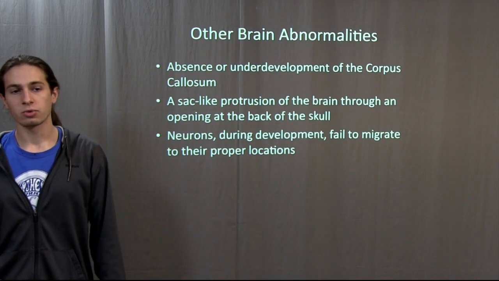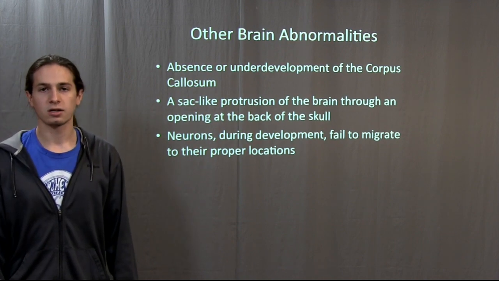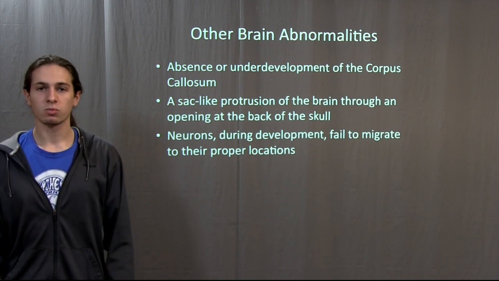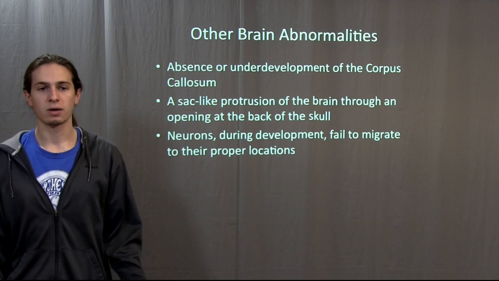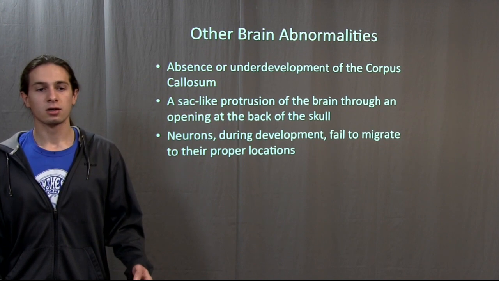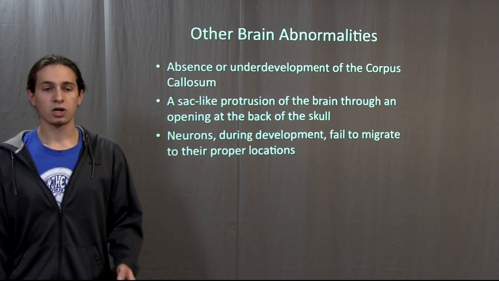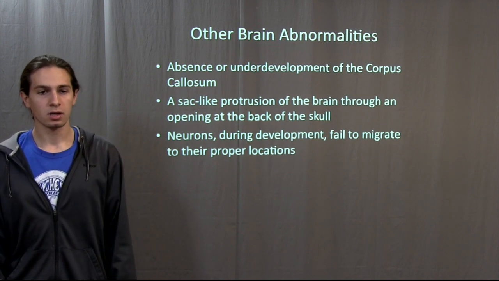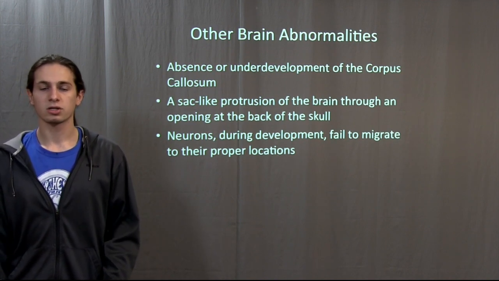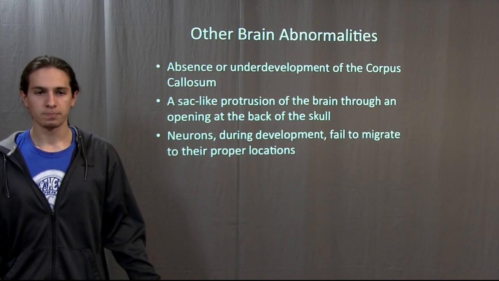Now, as I mentioned, there are other brain abnormalities that you'll see, and these are only a select few of them. One of them is the absence or underdevelopment of the corpus callosum, which is the part of the brain that connects the two cerebral hemispheres. You may also see a sac-like protrusion of the brain through an opening at the back of the skull, which is caused by that thinning of the occipital bone. And a third thing you may see is a failure of neurons to migrate to their proper locations during development, this being one of the causes of one of the symptoms that I will mention later.